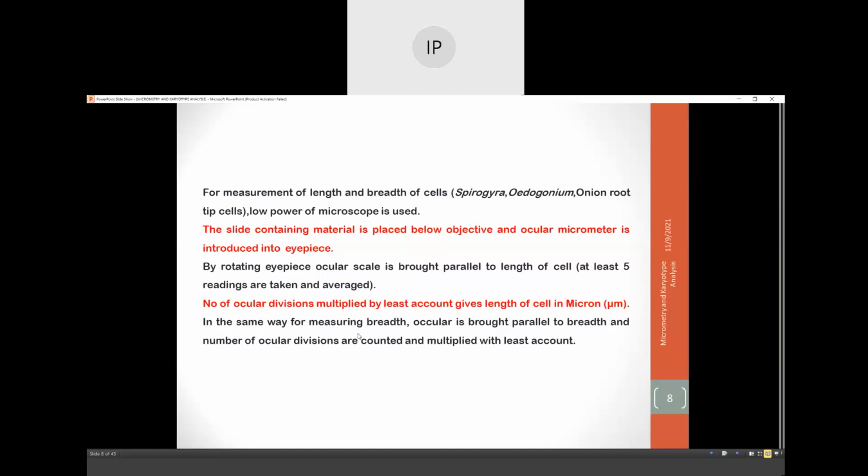In the same way, for measuring breadth, the ocular is brought parallel to the breadth, and the number of ocular divisions is counted and multiplied with the least count.